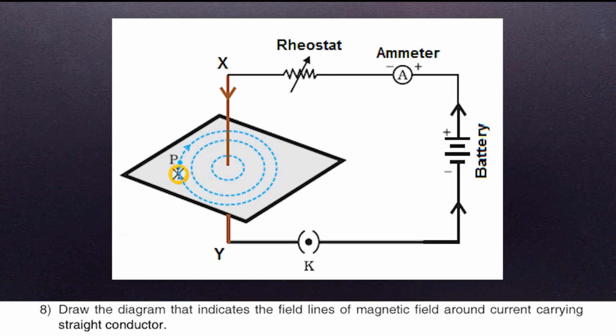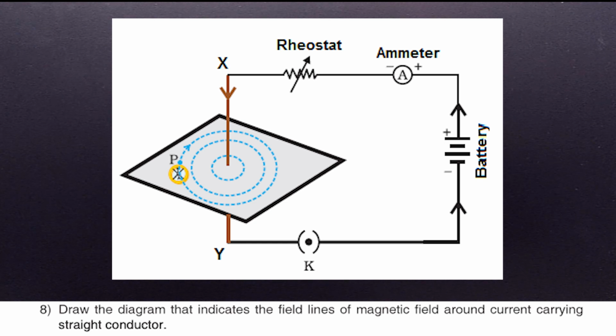Eighth question. Draw the diagram that indicates the field lines of a magnetic field around a current carrying straight conductor. This is the diagram you will have to draw. Since there is no explanation asked, you will have to keep in mind to show the current carrying conductor, which is a straight conductor, and you will have to show the pattern of magnetic field lines, that is the concentric circles, whose direction will be known or can be identified with the help of Maxwell's thumb rule.